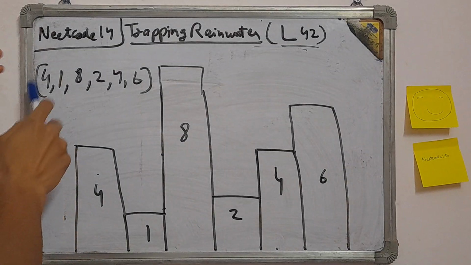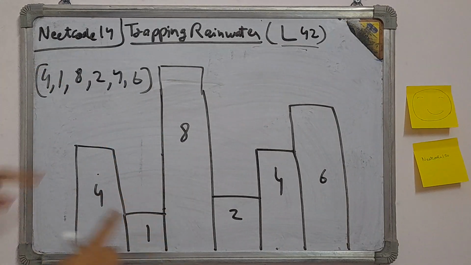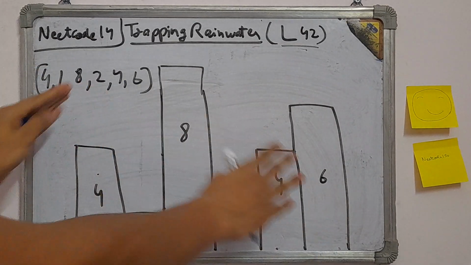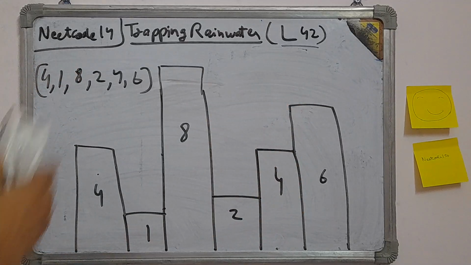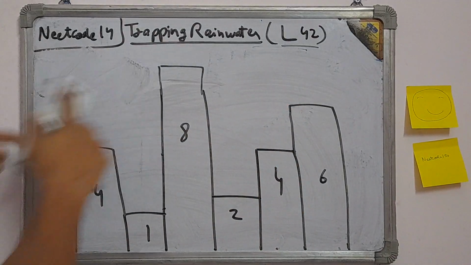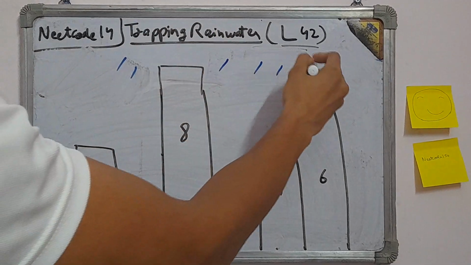Let's say we have an array 4, 1, 8, 2, 4, 6. That means 4, 1, 8, 2, 4, 6. These are buildings. Let's assume these are buildings. So now it starts raining. Now it's raining. Okay. These are the animations.